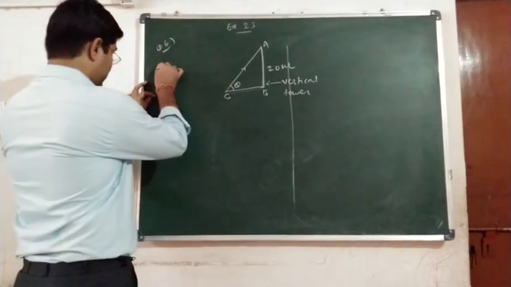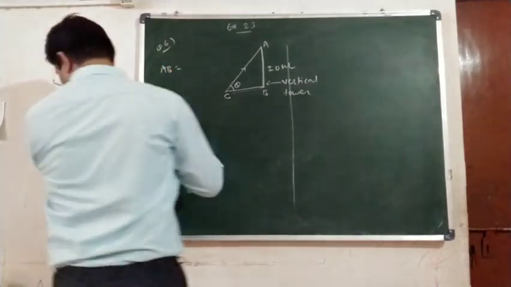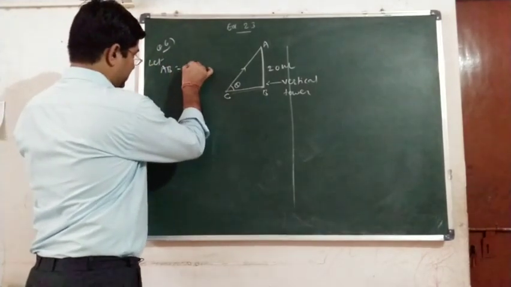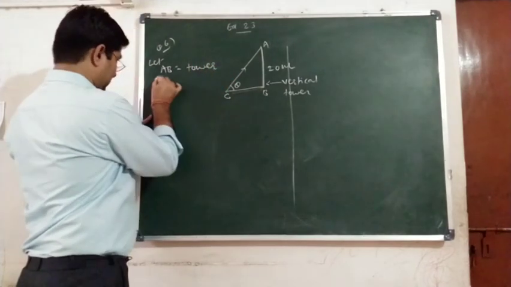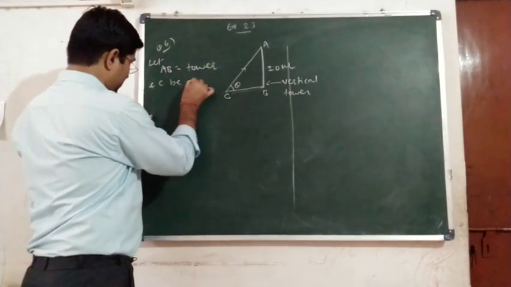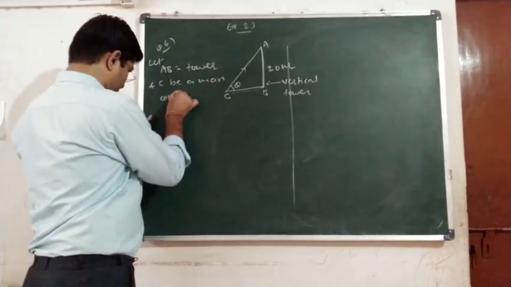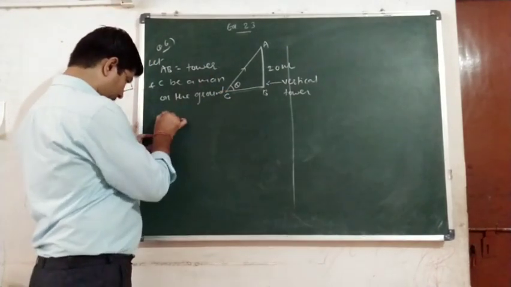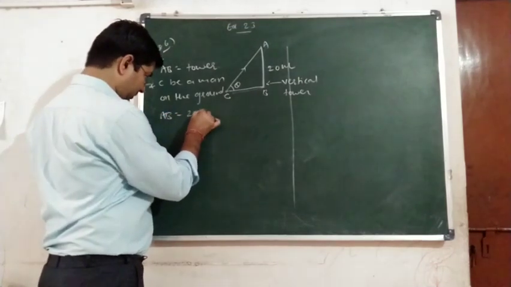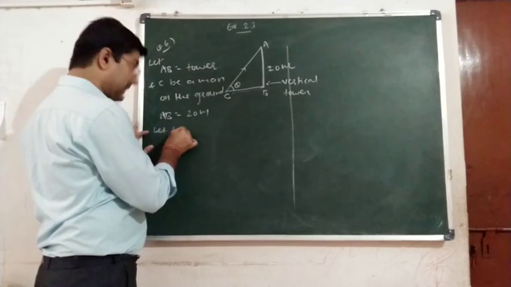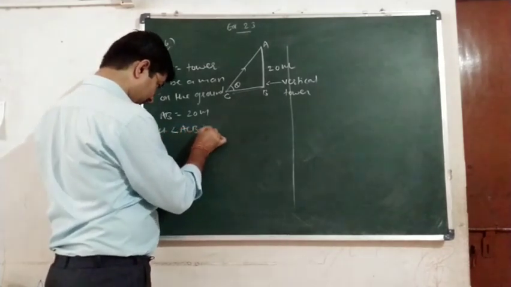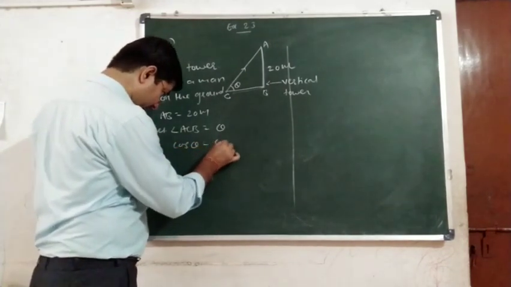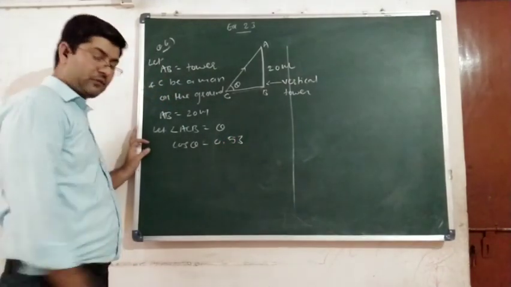Let us first write down the description. Let AB be the tower and C be a man on the ground. Here the height of the tower AB is given to be 20 meter. Let angle ACB be equal to theta. This value we consider. You are given that cos theta is equal to 0.53.